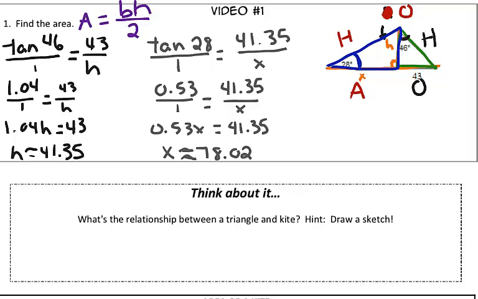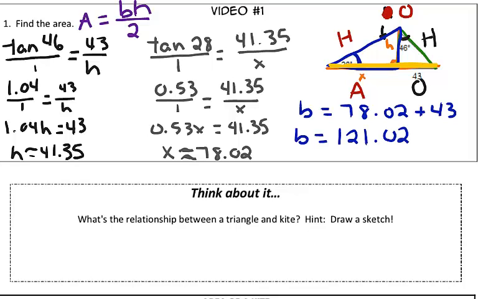So we're almost done. We almost have our full base. Taking a look at this, the full base of this triangle here is what we just solved for, the 78.02 plus the 43. So our base is equal to 78.02 plus the 43, because we want the full base of our triangle. So the base of our triangle is 121.02. Now we have all the information that we need to solve for the area of our triangle.